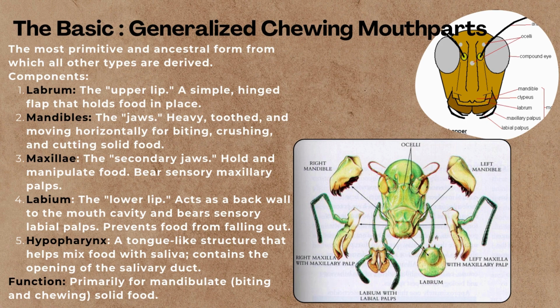It has several key parts: the labrum, which is like an upper lip, the heavy-toothed mandibles that act as jaws, the maxillae or secondary jaws that help handle food, the labium or lower lip, and a tongue-like part called the hypopharynx that mixes in saliva. This setup is perfect for biting and chewing solid food.